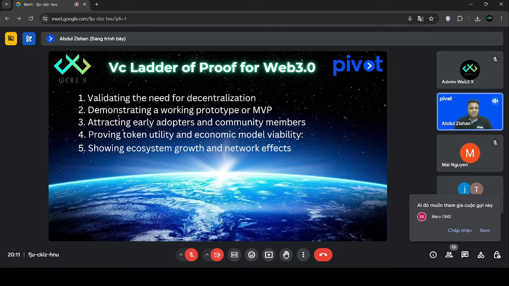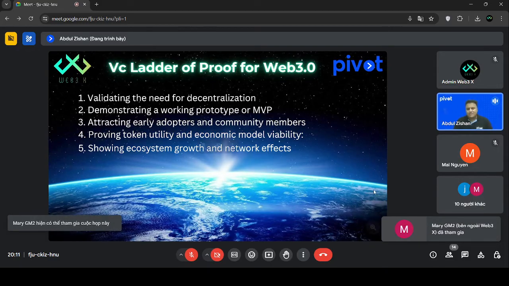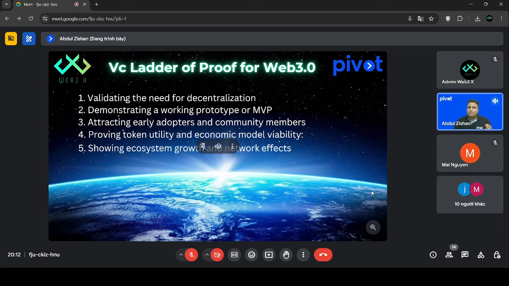If you have a minimum viable product or something in the market, it is very easy for the VCs and your community to actually gauge the potential of what you are building. Then, tracking the early adopters and the community members in Web3. If you have a very active community behind you, we all know that community is king in Web3.